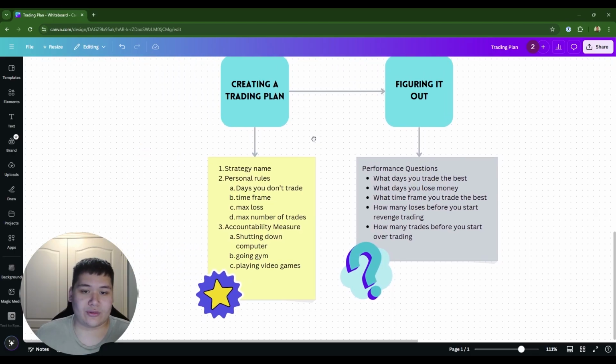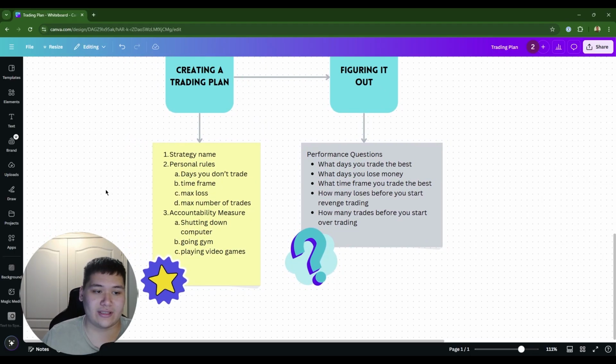So my trading plan is pretty simple. It's literally just 3 steps. Anyone can create a trading plan. I also have my trading plan in a PDF version that you can take a look at down below in the description. But yeah, that's basically it. If you want to take a look at it, you can go ahead and download it there.